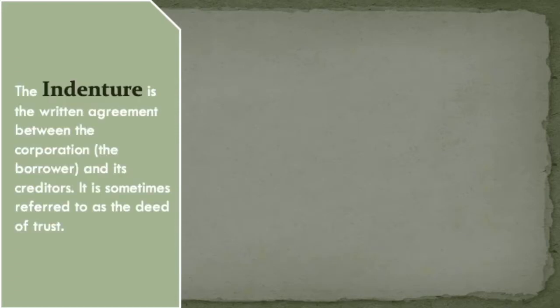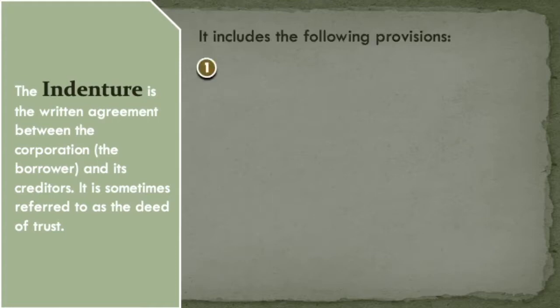Next is the indenture. An indenture is the written agreement between two or more parties. This is often an agreement between the issuing firm and the bond trustee or bank representing the bondholders. It is sometimes referred to as the deed of trust. This legal document provides the detailed loan terms, including the basic terms of a bond, which is the amount of time between the issuance of the bond and its maturation.